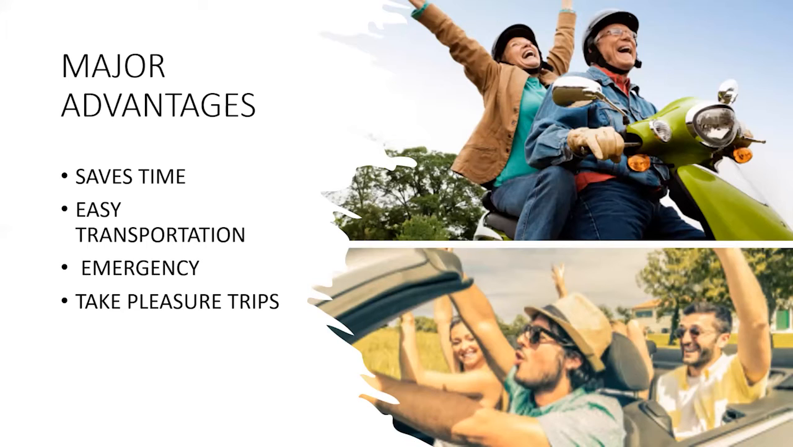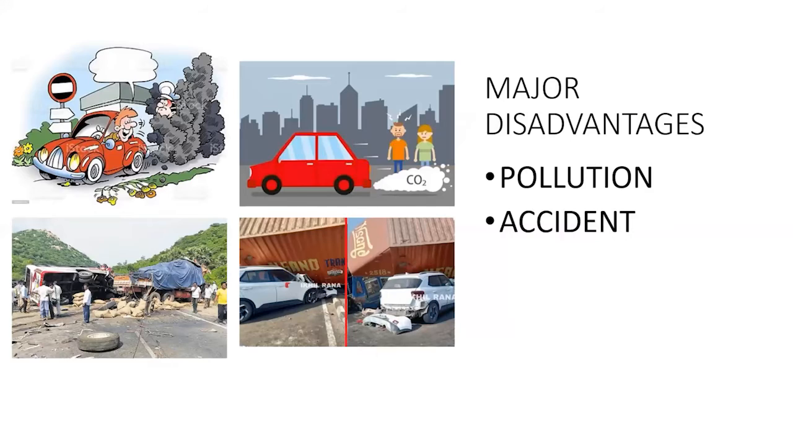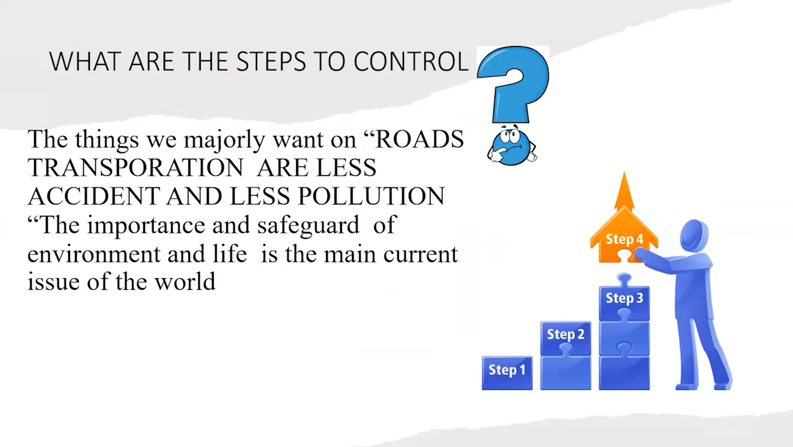So the major advantages of vehicles are that they save time, help in transportation, help in emergencies, and allow pleasure trips. The major disadvantages are pollution and accidents. We are going to cover what steps we are going to take for controlling these pollutions and accidents.